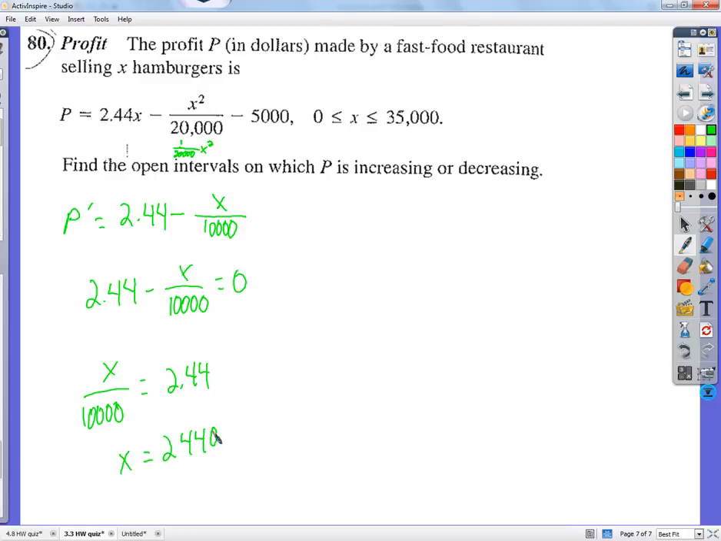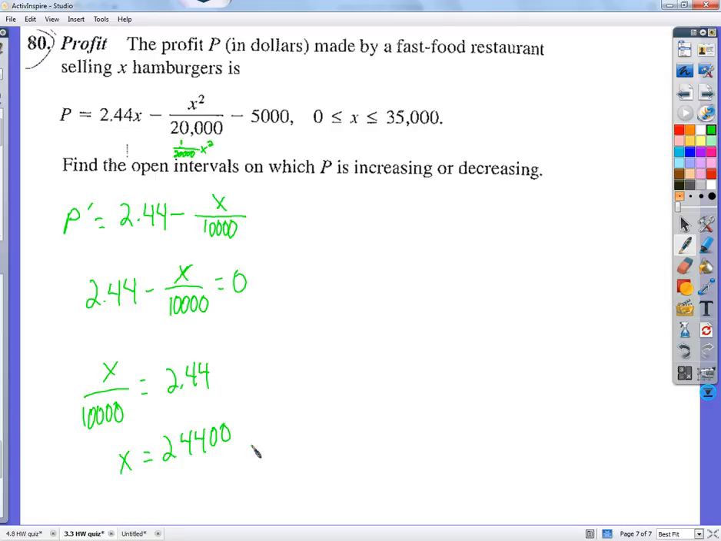Wait, that's negative. No, because you add x over 10,000 to the other side, not subtracting. So 24,400, when x is 24,400, that's where we get a 0. So that's where the original function either minimizes or maximizes.